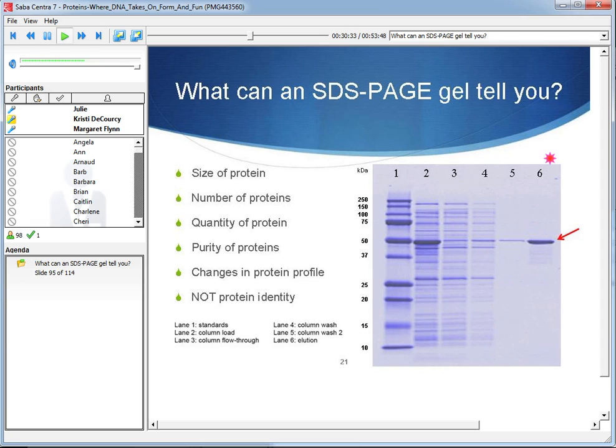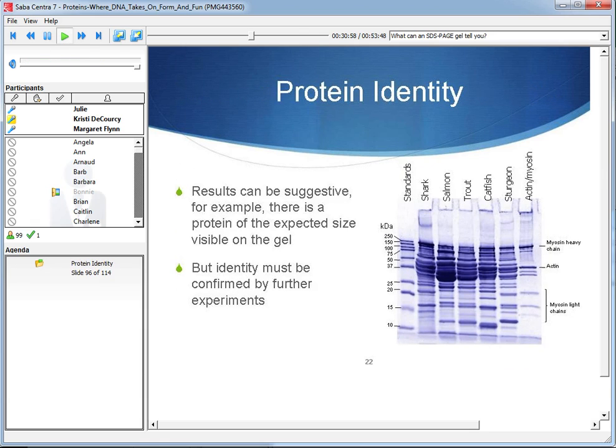So what you can see from this, there are a couple of things you can figure out. One, the size of the protein. You can see that the protein of interest is running right about with the 50,000 marker, and you can also see the number of proteins. In lane 2, you can tell there are a lot more proteins present than in, say, lane 5 or lane 6. So you can talk about the number of proteins. You can talk about the quantity of proteins.